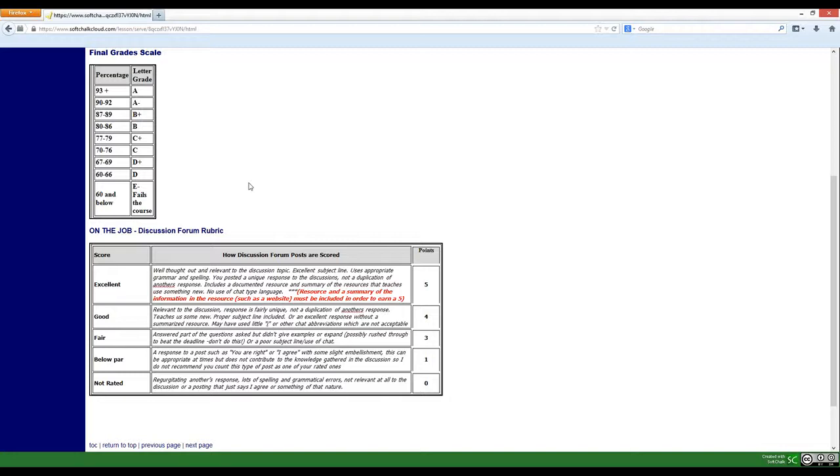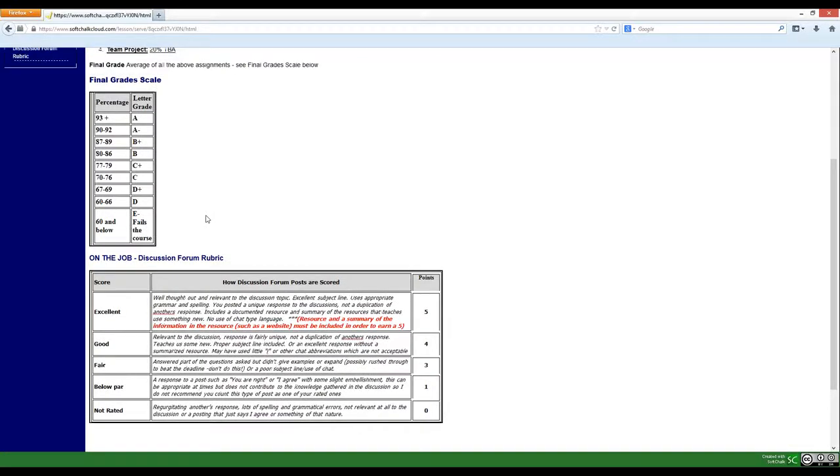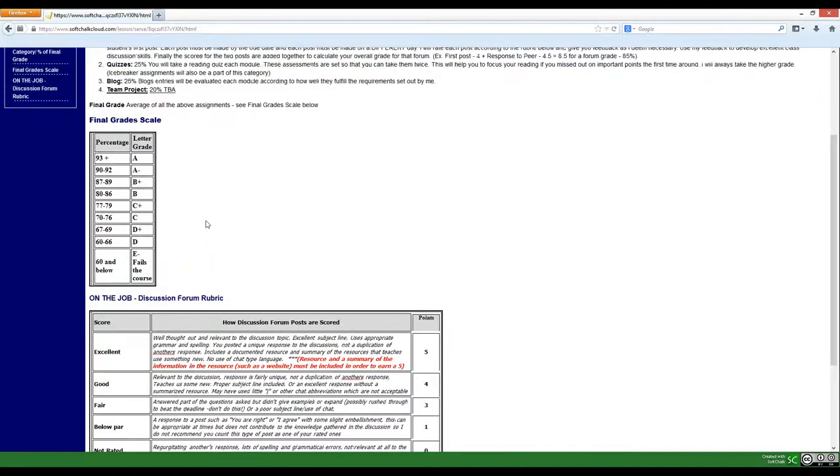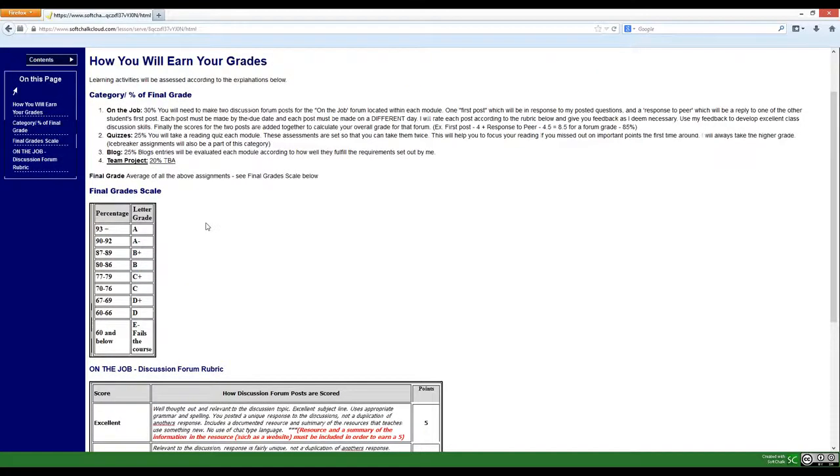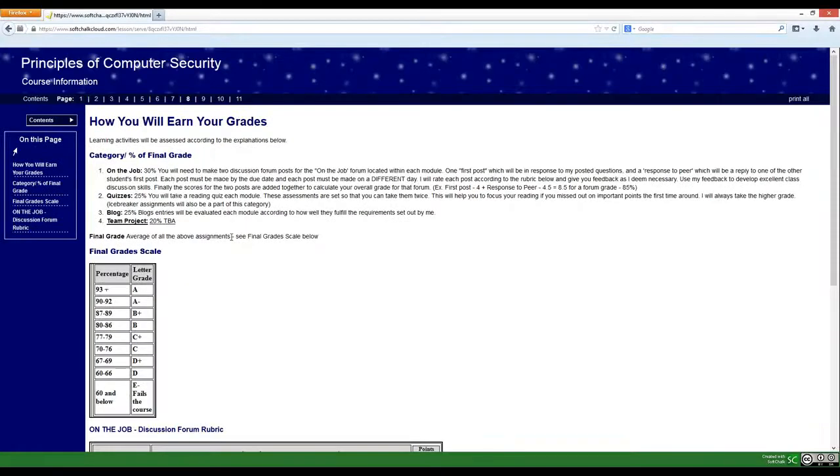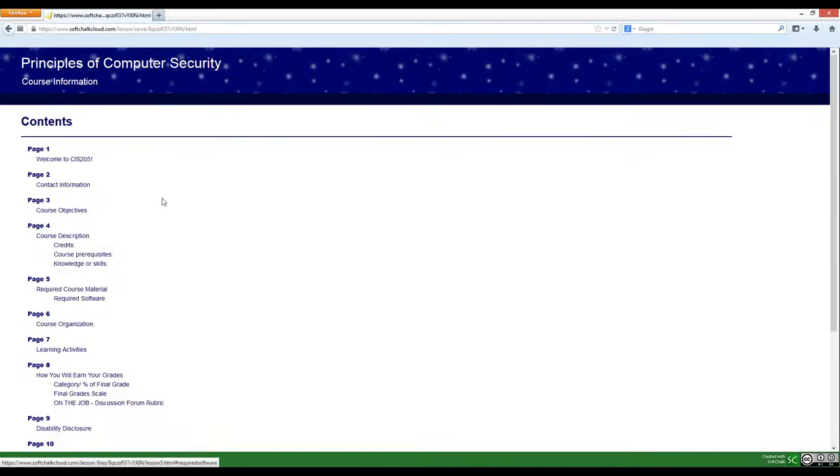Okay, so table of contents is an effective strategy for navigation to key information, as well as giving an overview of what's going to be in that lesson. But we're going to go back to the table of contents and go through this lesson in order, so let me return there and start with the Welcome to CIS 205 page right here.